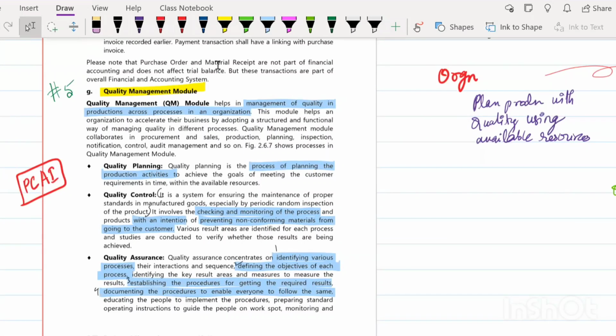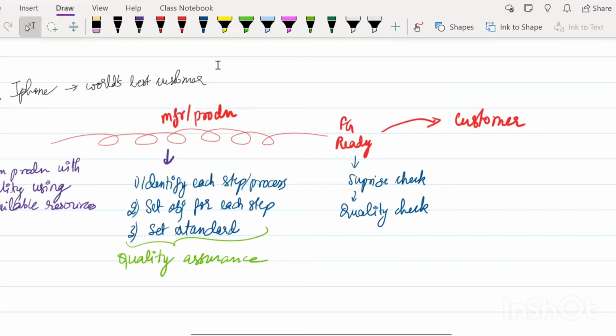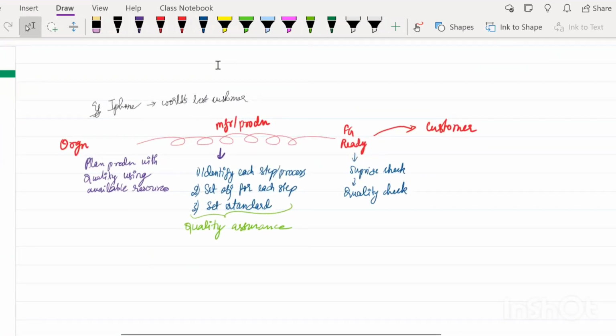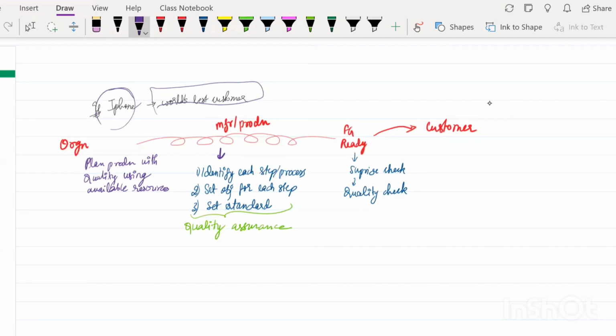So, the quality management module. Here, first we'll go through this. If there is one mobile brand that you would highly associate with premium quality, it would be Apple, correct? The iPhones that they provide are usually known as the world's best quality products. This is the world's best quality they provide.